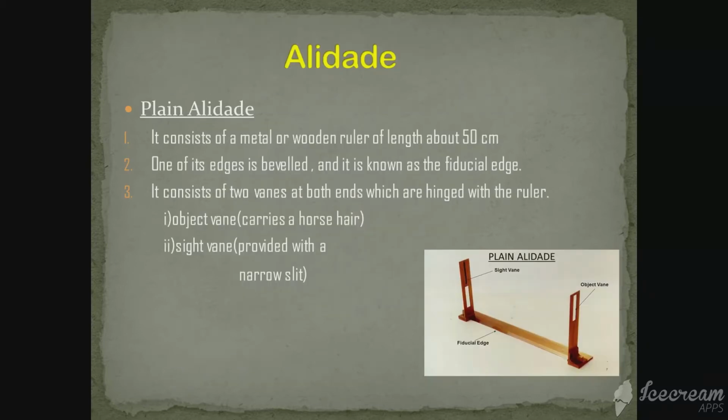Next comes the alidade. Plain alidade. It consists of a metal or wooden ruler of length about 50 cm. One of its edges is beveled and it is known as the fiducial edge. It consists of two vanes at both ends which are hinged with the ruler. There are two kinds of vanes. The first one is the object vane, which carries a horsehair, and a sight vane provided with a narrow slit.